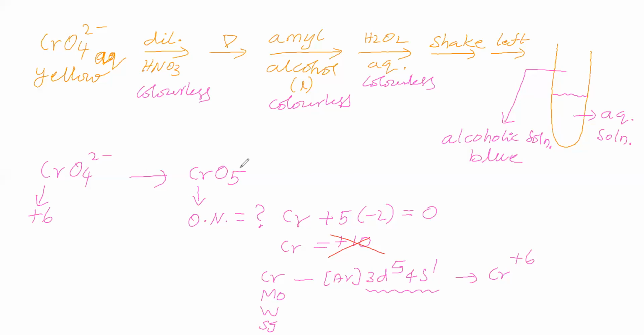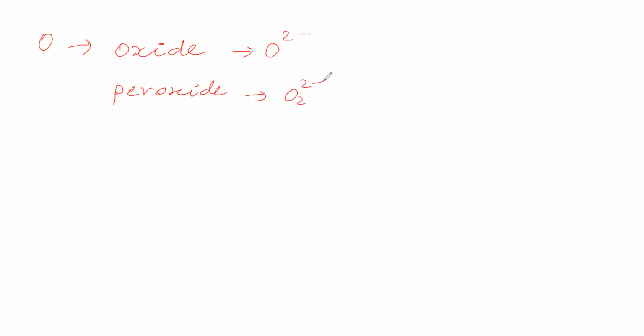Sir, so what are the possible oxidation numbers for oxygen? That we will see. So for oxygen, one possibility is oxide. In the oxide, oxygen oxidation number is 2-. Next possibility is peroxide. Peroxide possibility O2 2-.